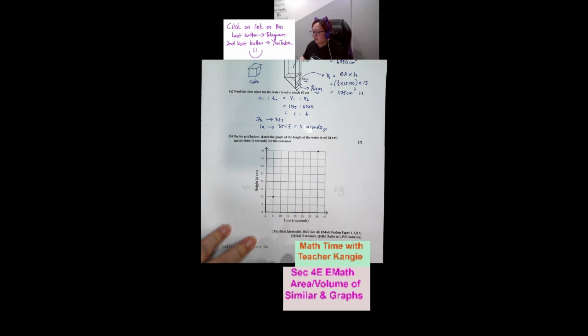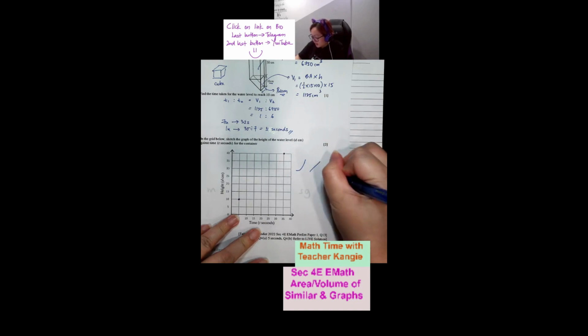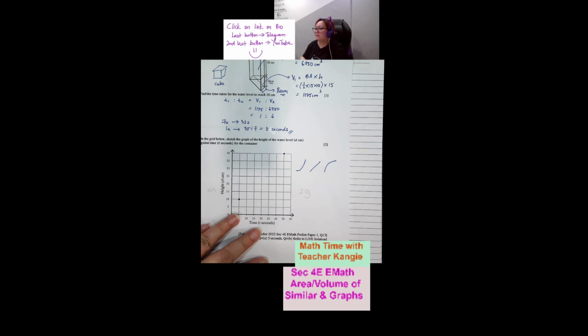Then after that, the remaining up to 35, it will reach up to 10 plus 30, so it's 40. So the final point is here. Total 35 seconds, 5 plus 30, and then it reached up to 40 cm height. So those are the 2 main points that you need to plot first. Then next you need to draw the shape. You only have 3 types of shape that you need to draw. I'm going to put them here. You only have this, and this. These 3 types.